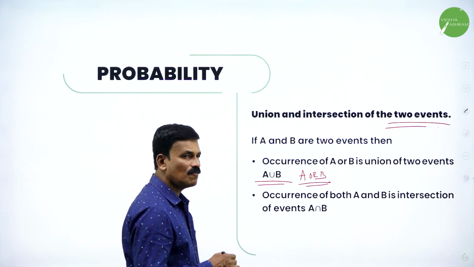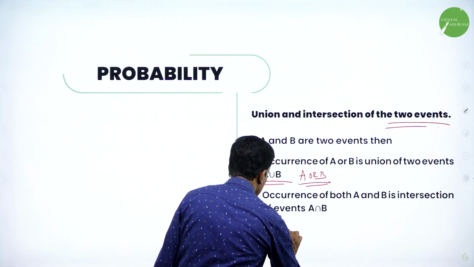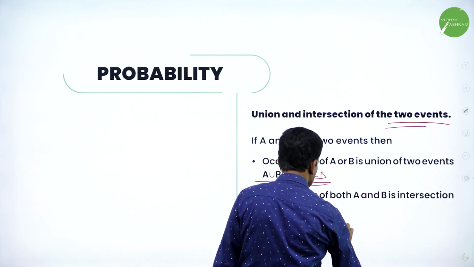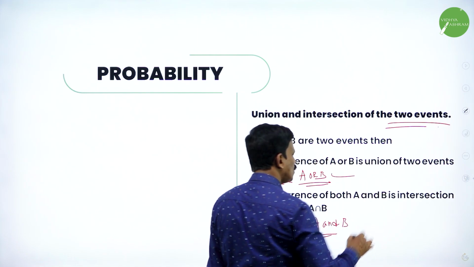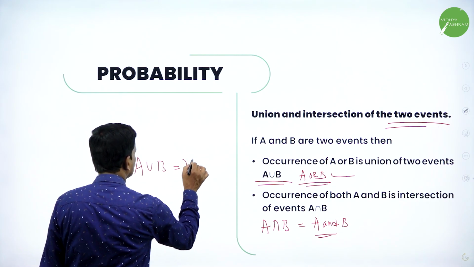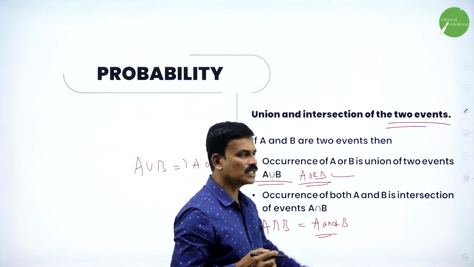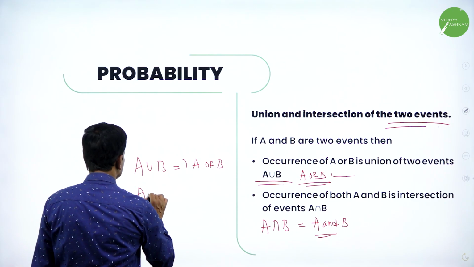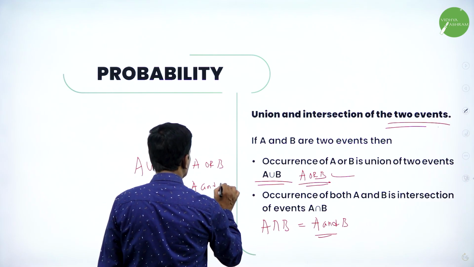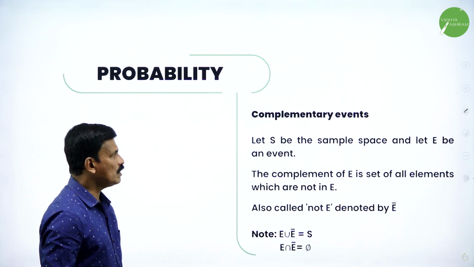Similarly, the occurrence of both A and B is called the intersection. A intersection B is nothing but A and B. So union means A or B, and the intersection A intersection B is the occurrence of both A and B. Very important concept.